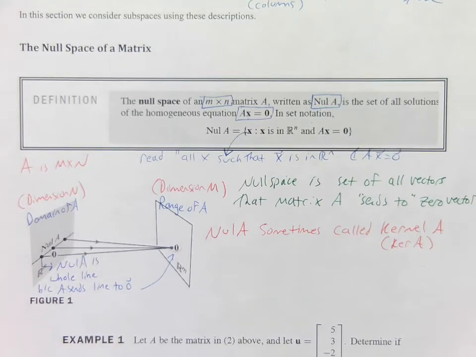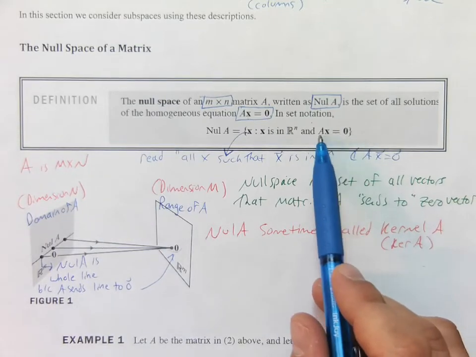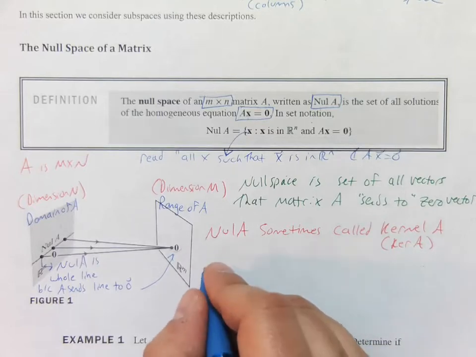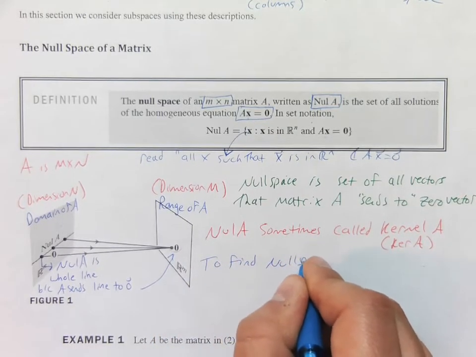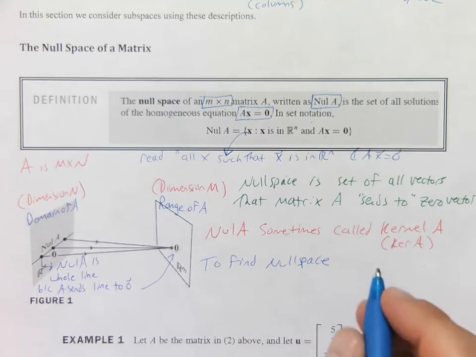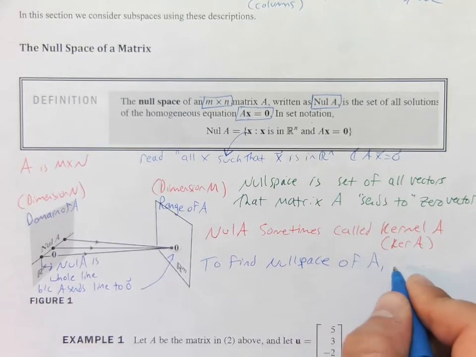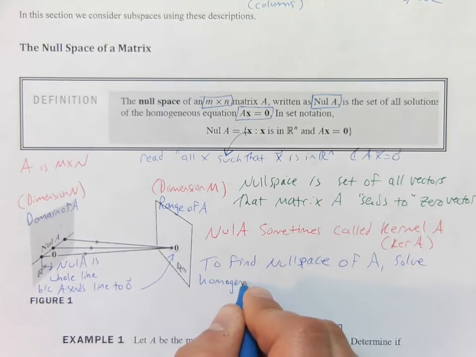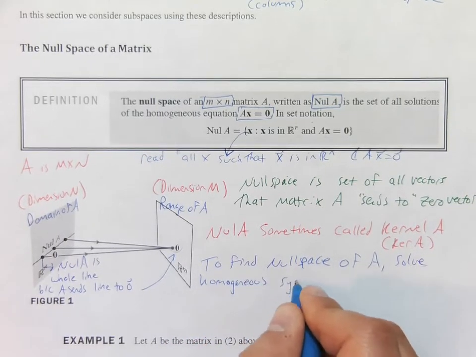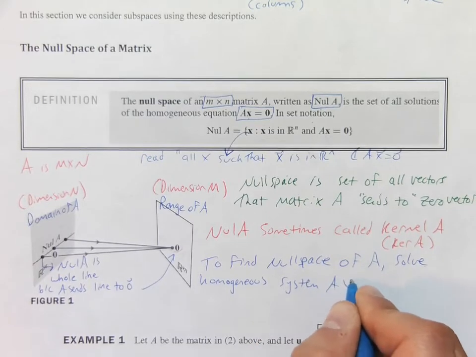And so if the null space are all the vectors that get sent to 0, we find the null space by solving the homogeneous equation, AX equals 0. And so to find the null space of A, you want to solve the homogeneous system, AX equals 0.